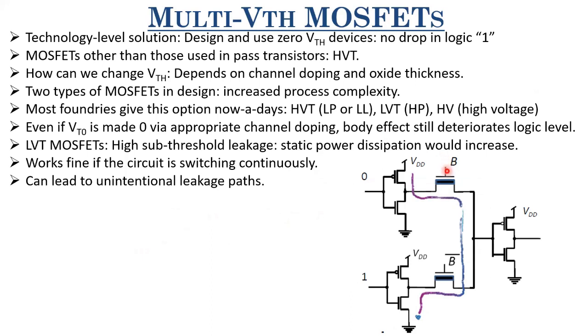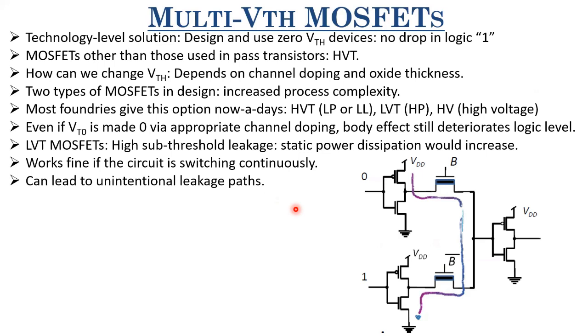So we never want these MOSFETs to be turned on always, because if the threshold voltage is 0, even if B is 0 or 1, these would be on, right? Because threshold voltage is 0. So even if voltage at B is 0, it will be on. Okay, so these are the problems with this kind of technology level solution.